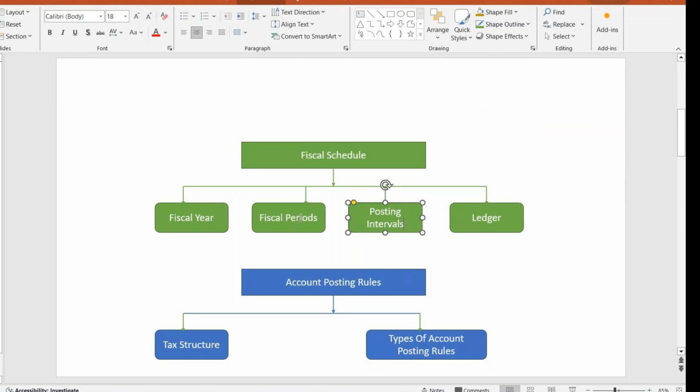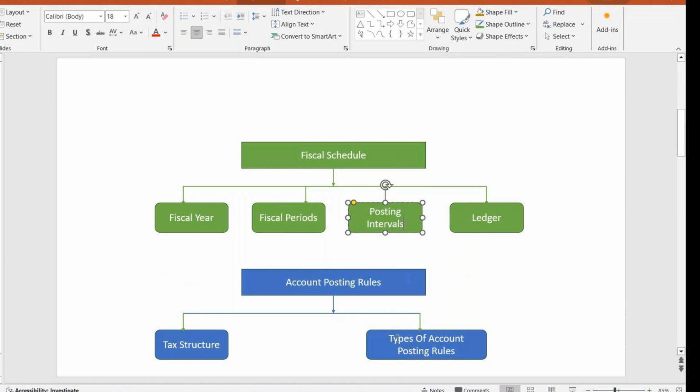And fiscal period, I already told you. Fiscal period is nothing but January, February, March. So January to December, depending upon the fiscal year, whether it is January to December or April to March. That will be decided and created in the fiscal periods. So how to create fiscal periods and how to create a fiscal year will be explained as part of the fiscal schedule, which is part of the finance module.